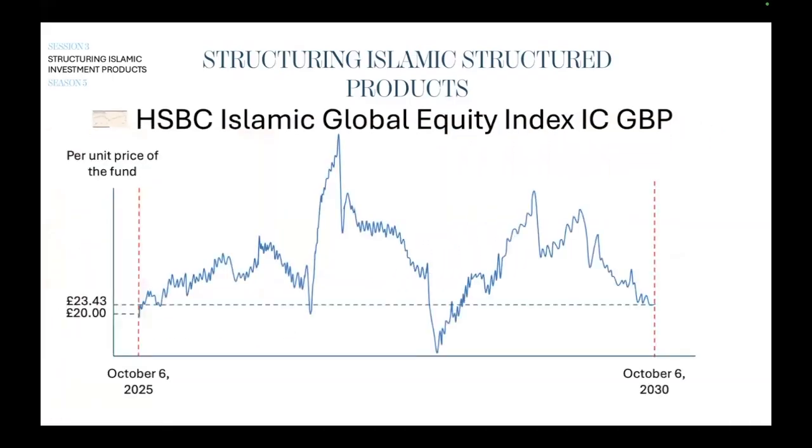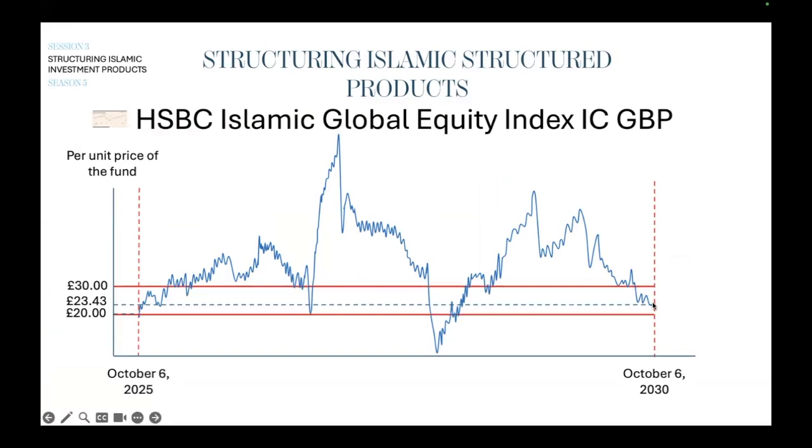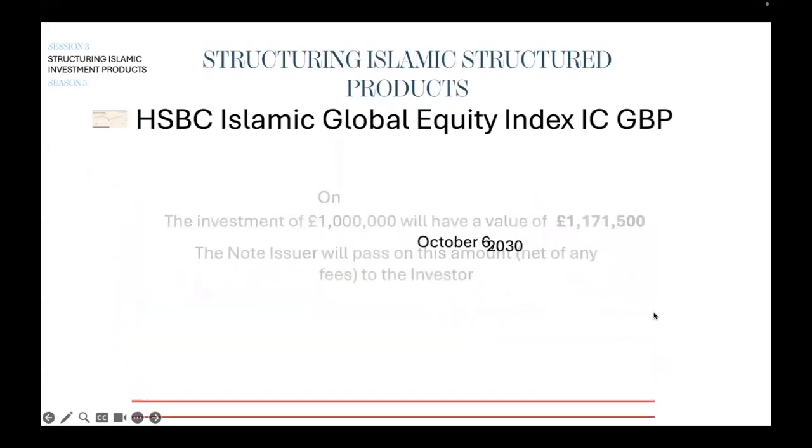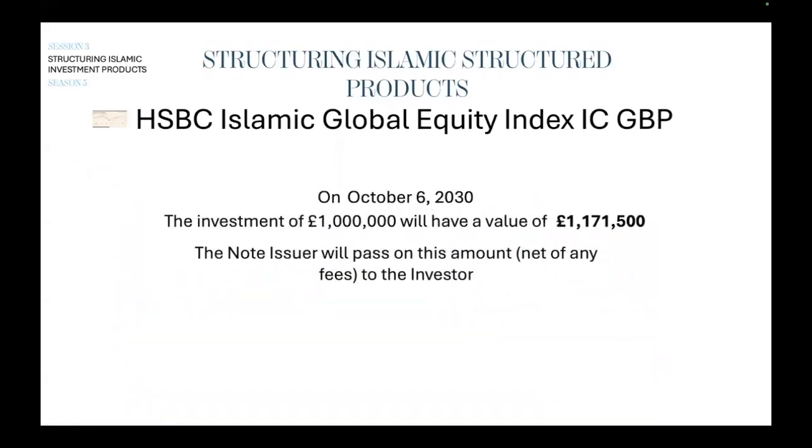Now, if the performance of the portfolio over the next 5 years was like this one, on October the 6th, this is between this band. Hence, at that point in time, on October the 6th, 2030, the investment of 1,000 will have a value of 1,171,500. The note issuer will pass on this amount, net of any fees, to the investor. So in that case, the investor would receive the performance of the HSBC Islamic Global Equity Index with this peace of mind of capital protection over the 5 years.